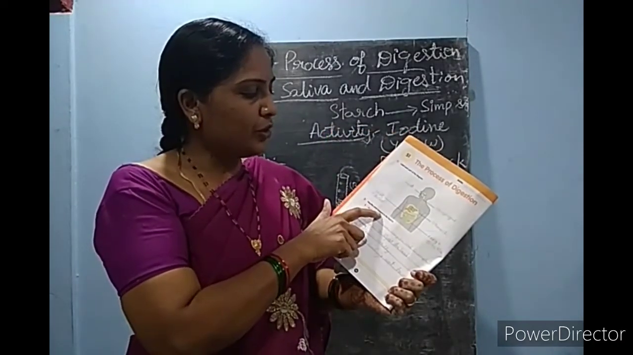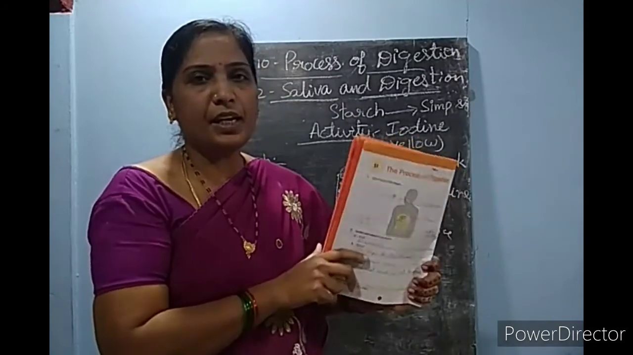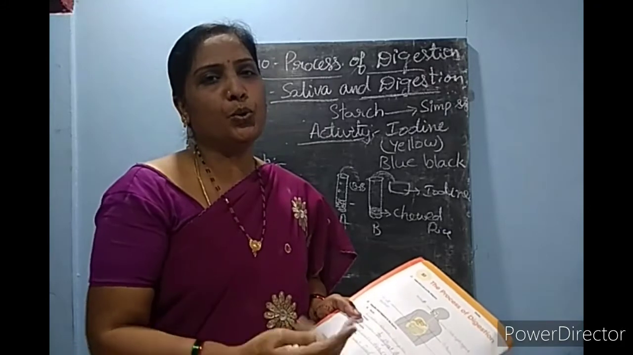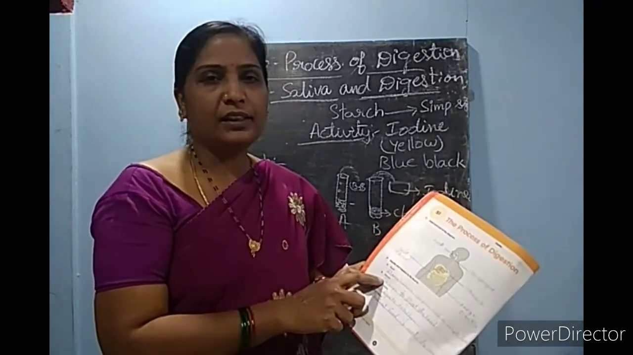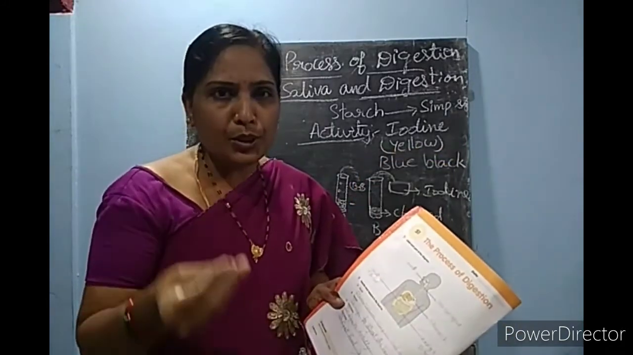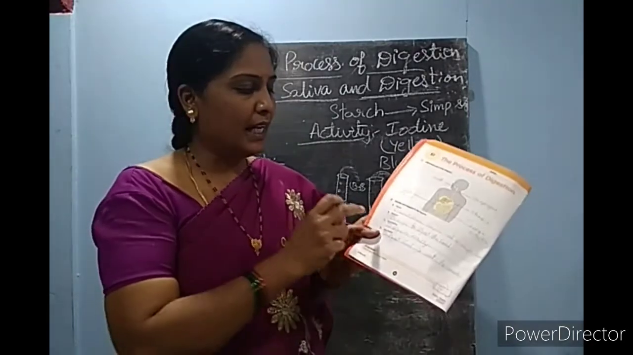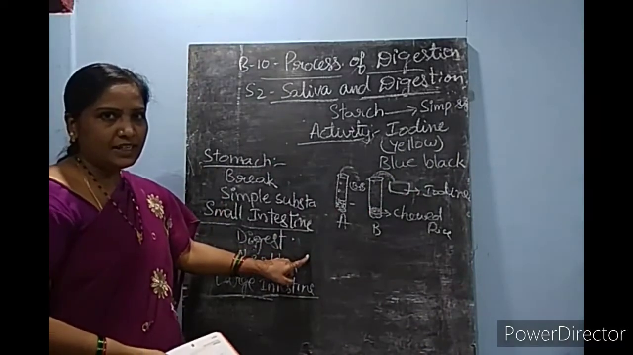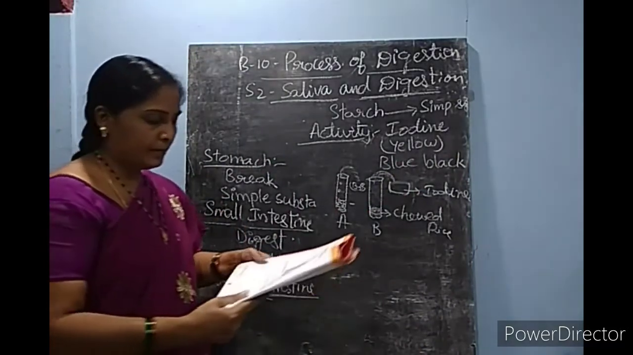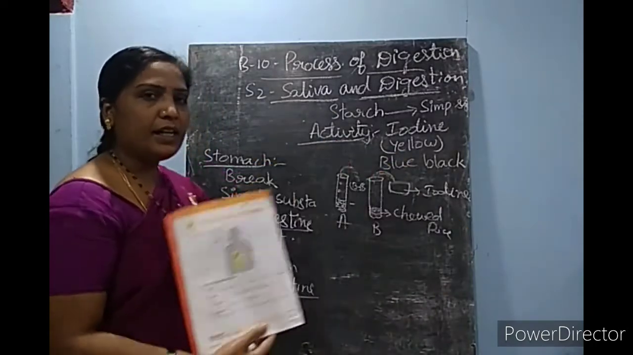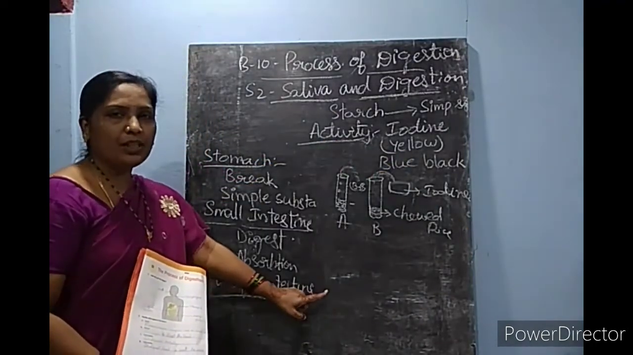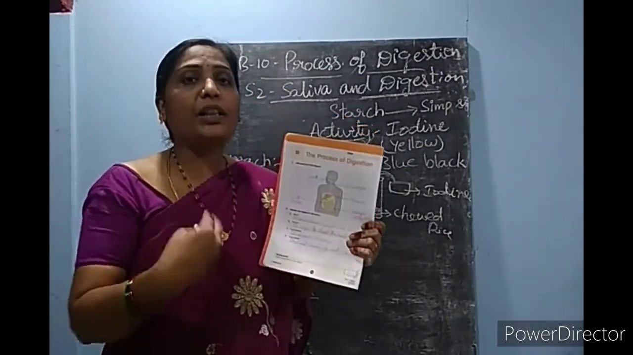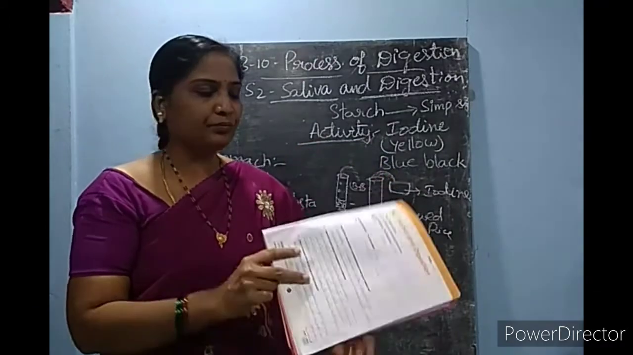And describe what happens to the food in the mouth. In the mouth, the food gets chewed. In the stomach, it breaks down into simple substances. In the small intestine, the food gets completely digested and absorbed. And in the large intestine, undigested food will reach the large intestine. Write all these blanks in your own words, children.